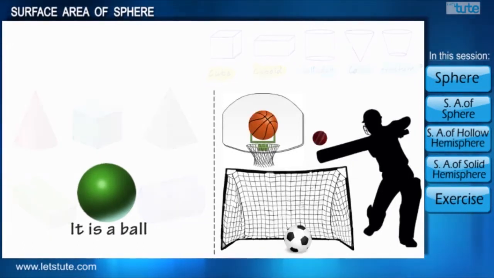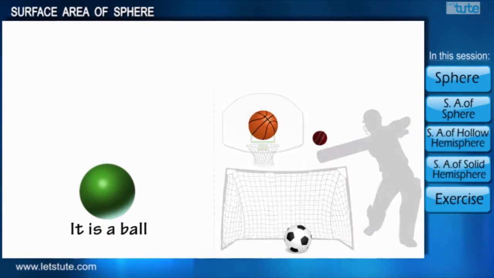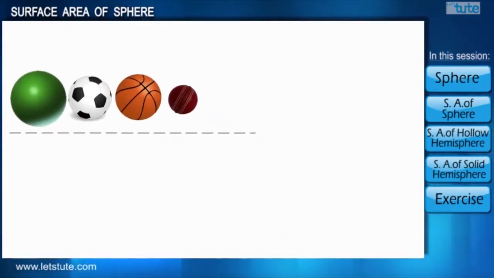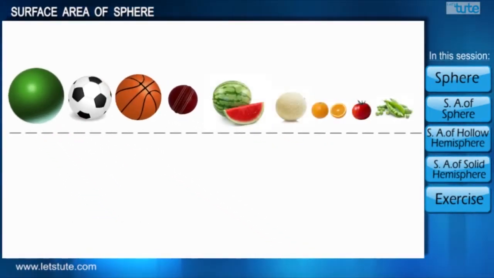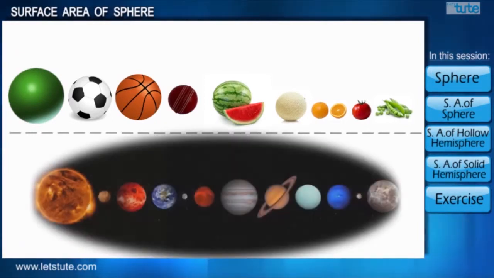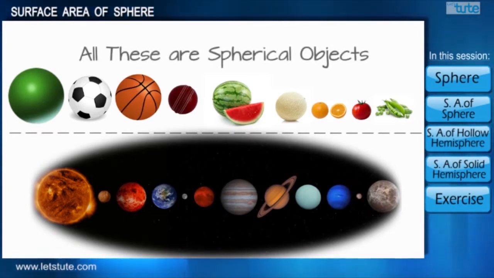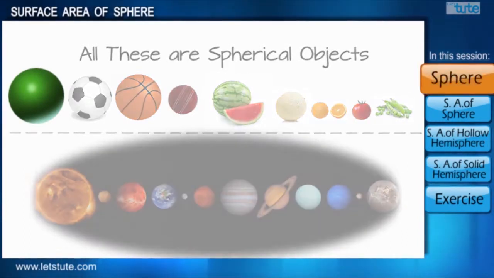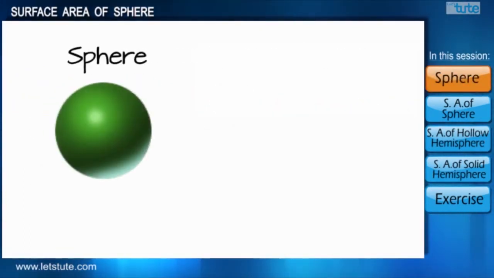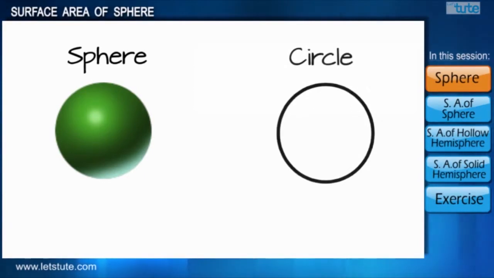It is a ball. And we come across many such round-shaped objects in our daily life, like some fruits and vegetables, as well as the planets of our solar system, which are all round in shape. In other words, all these round-shaped objects are also called spherical objects. Many people think that a sphere and a circle are one and the same, which is not correct.